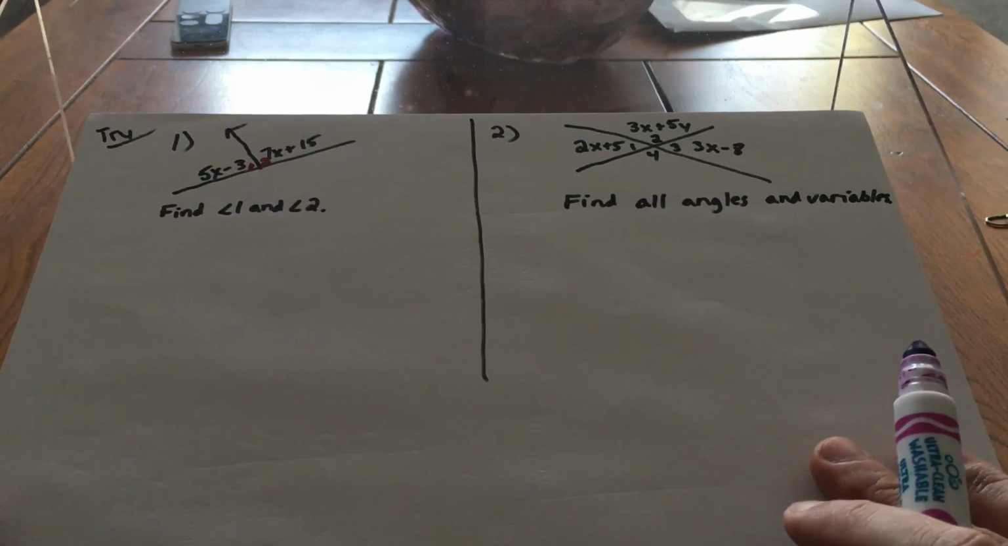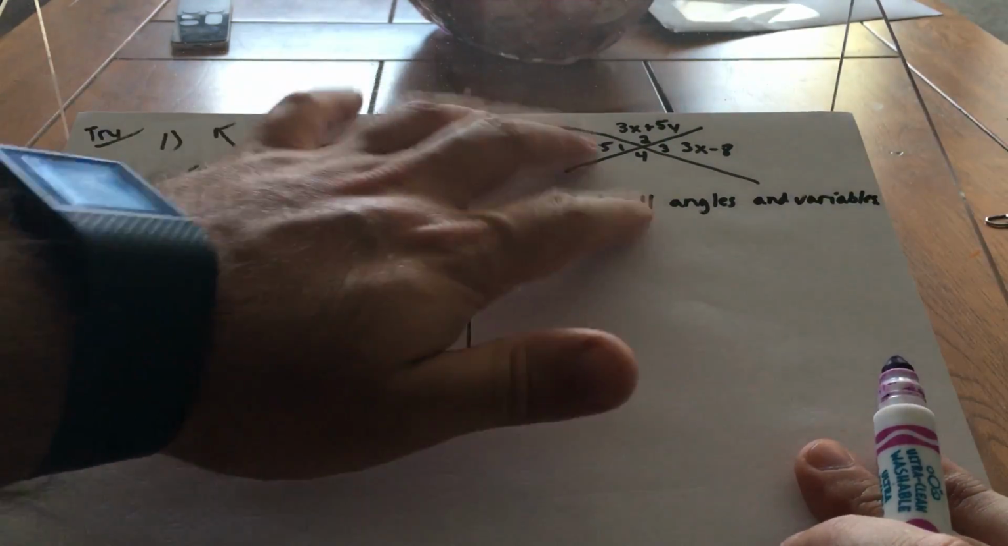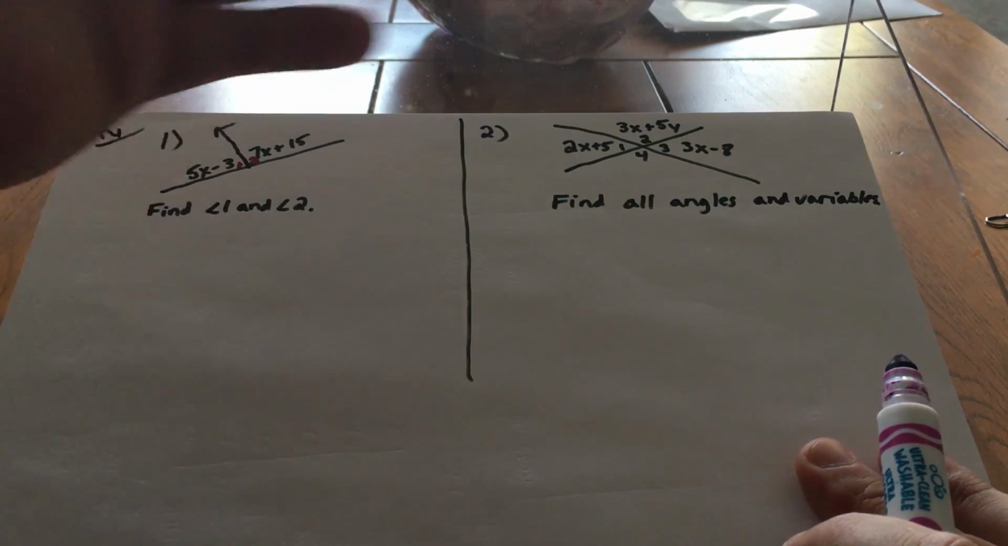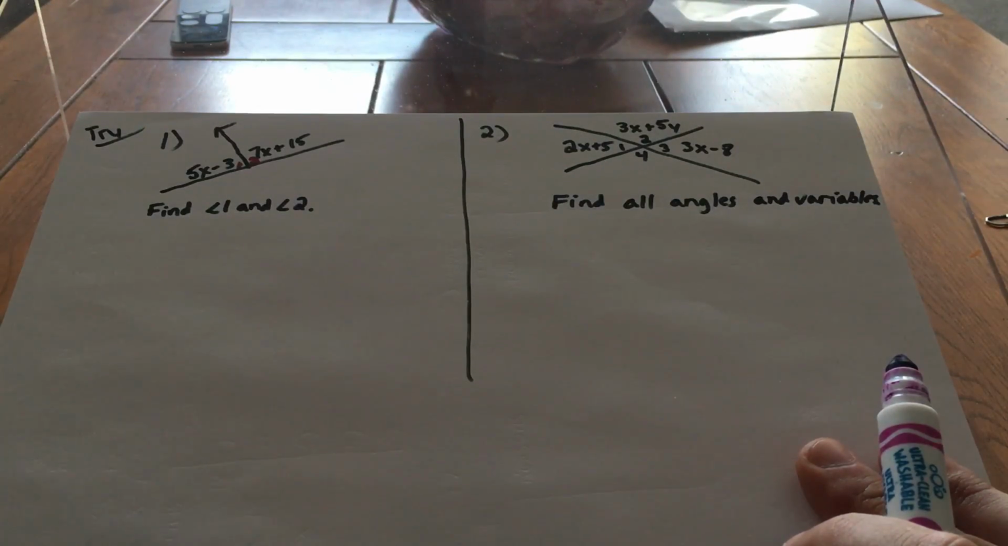Okay, so in the previous video, I told you to take these problems, copy them into your notebook. If you haven't done so yet, do that right now. Take and put these two problems in your notebook and make an attempt. See if you can find the angles and see if you can find all the variables. Pause the video, and I'll be back in just a second to explain how to do them.